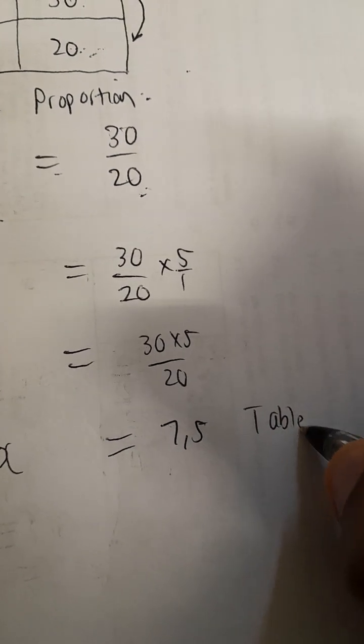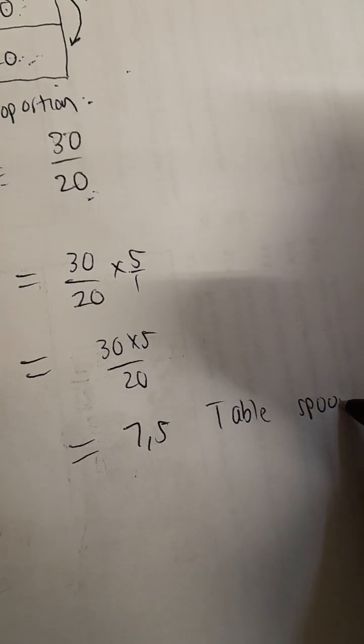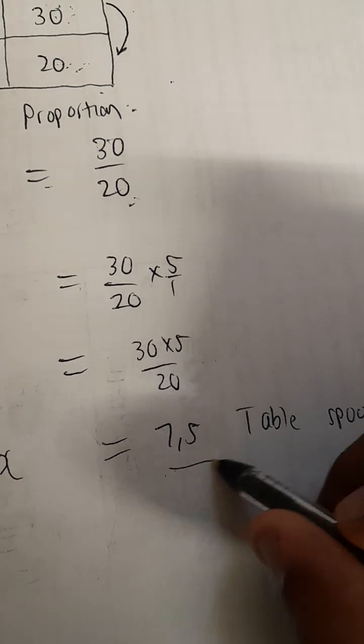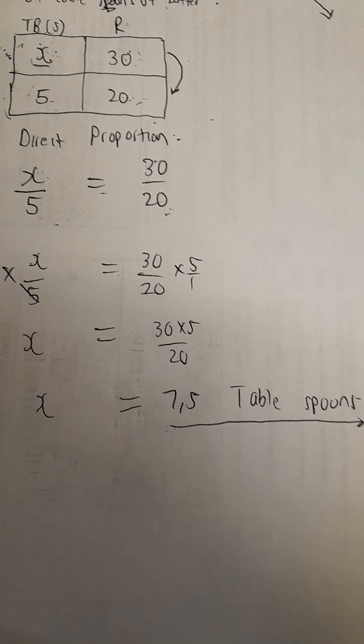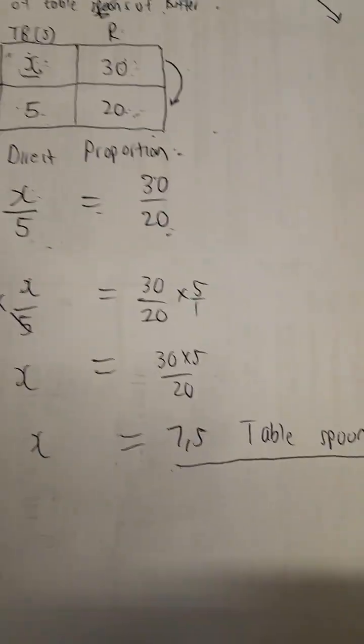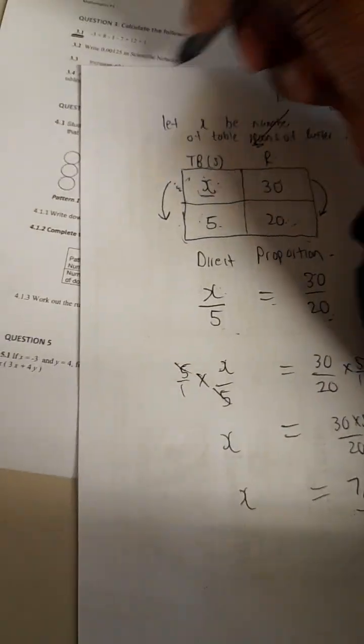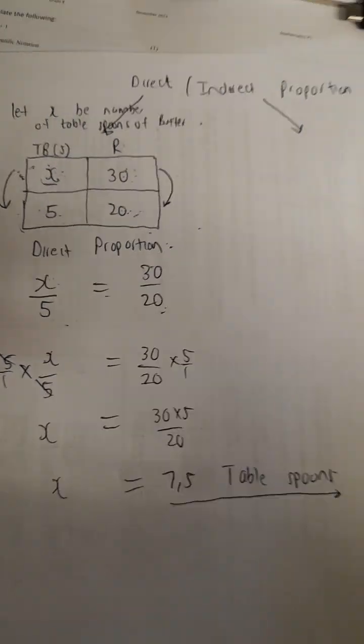7,5. Now 7,5 what? Those will be 7,5 tablespoons. And that's basically how you would go about getting that. So that's 3.4, guys. That's how we go about answering 3.4.